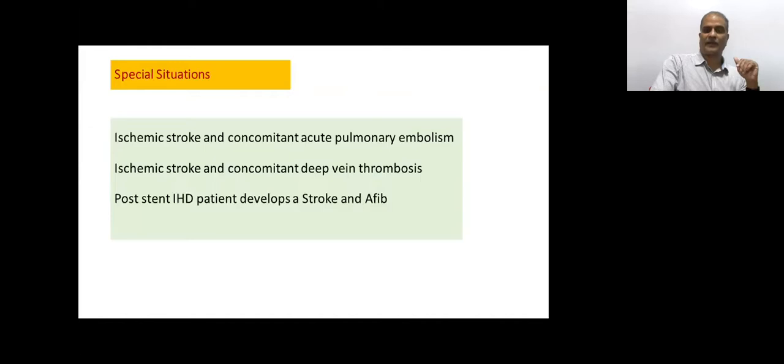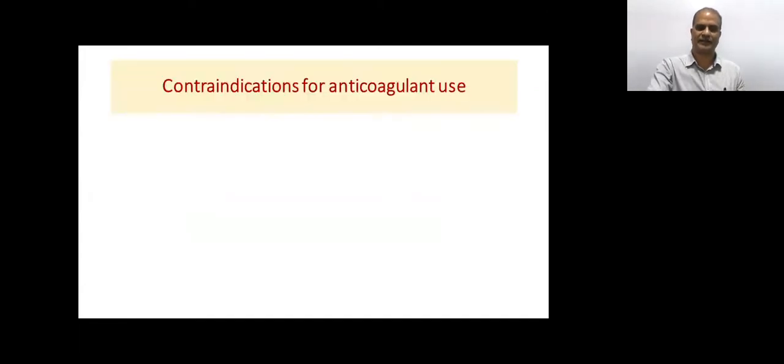Also, there are some special situations where you might need to combine anticoagulation and antiplatelet agents, like a patient with a stroke who already had a stent done, or a patient with stroke having a pulmonary embolism, etc. So there are situations where you might have to combine antiplatelet and anticoagulants.